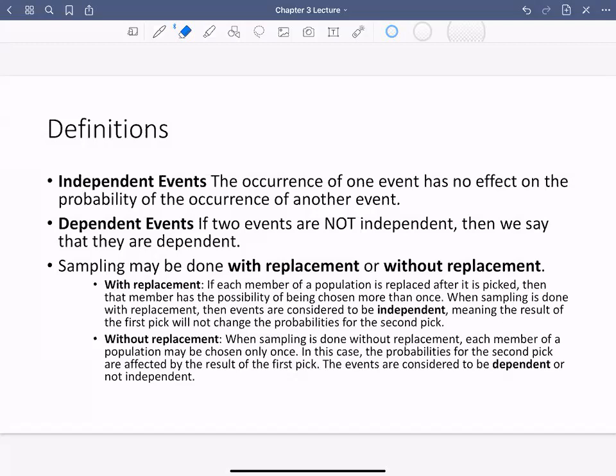Now, without replacement means, let's say I have those same cards in the hat, red, yellow, and blue. What's the probability of pulling out red? 1 out of 3, because there are 3 cards in there. But now I'm not going to put the red card back. So what's the probability of drawing a yellow card now? It's 1 over 2, not 1/3 anymore, because I only have 2 cards in there. So that's with replacement and without replacement.